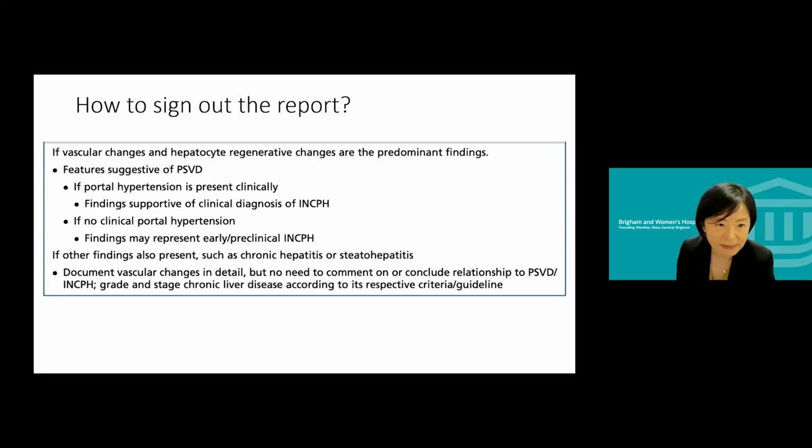If other disease is also present, such as chronic hepatitis or steatohepatitis, then we would document these vascular changes in detail, but we don't really comment or conclude on the relationship to PSVD in the report. We grade and stage other chronic liver disease according to their respective criteria and guidelines. But by documenting these changes, I think it will really facilitate the understanding of the disease in the future.